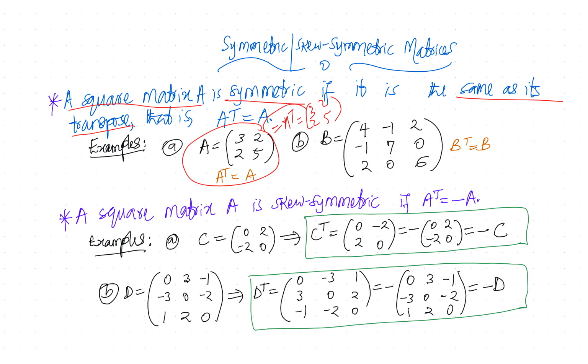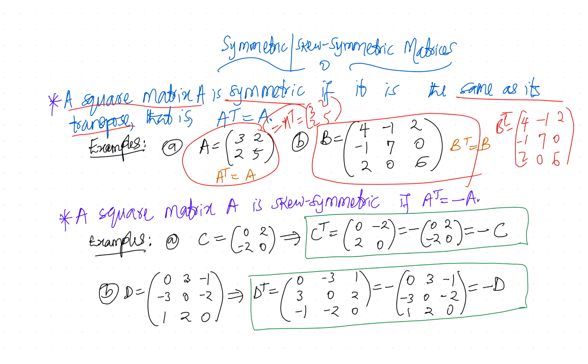The same is applicable to this matrix B. If you find its transpose, B transpose here would have first row 4, minus 1, 2. So it becomes 4, minus 1, 2 as the first column here. Second row is minus 1, 7, 0. It becomes the second column here. Third row is 2, 0, 6. It becomes the third column in the transpose. By the time it's all done, you can see that they are basically the same. So in that case, you can say that B is a symmetric matrix.